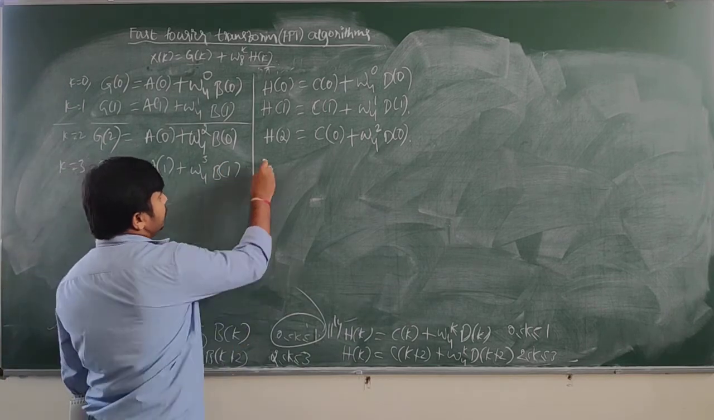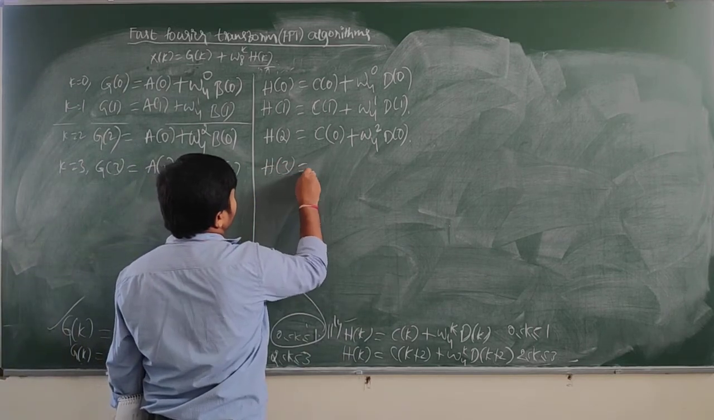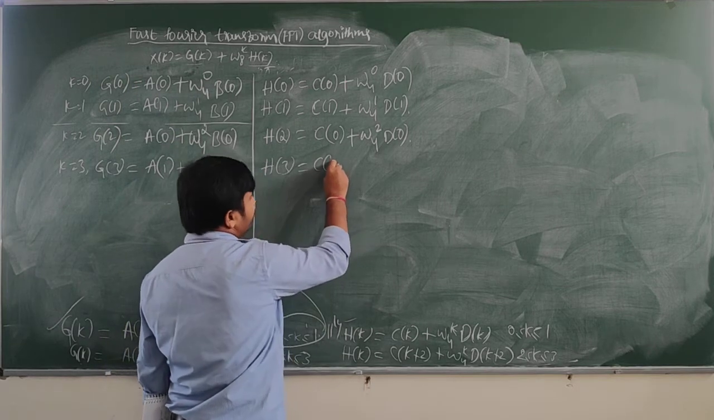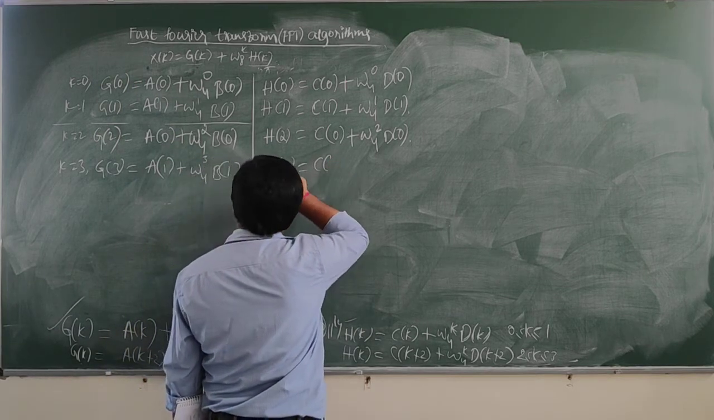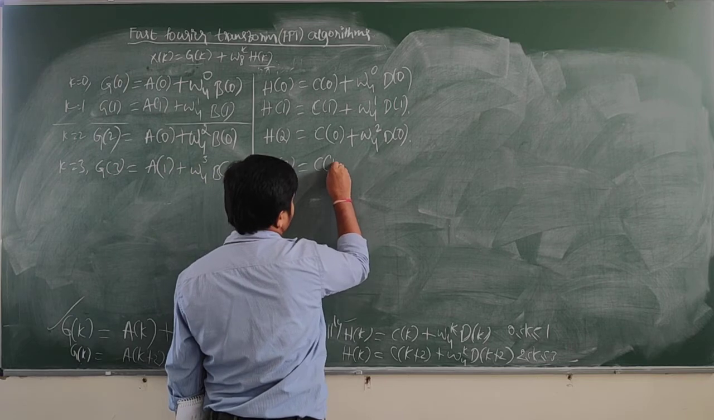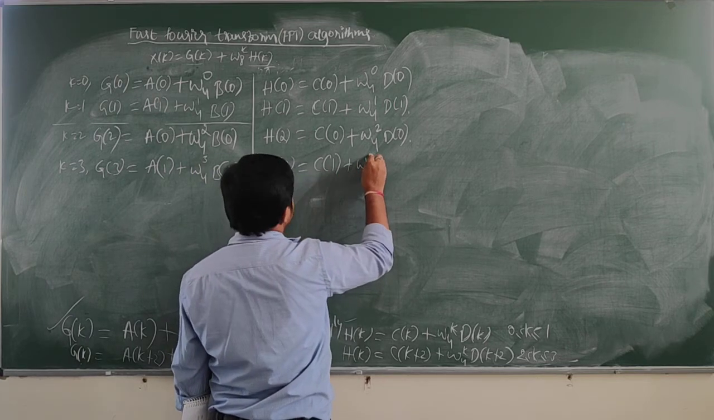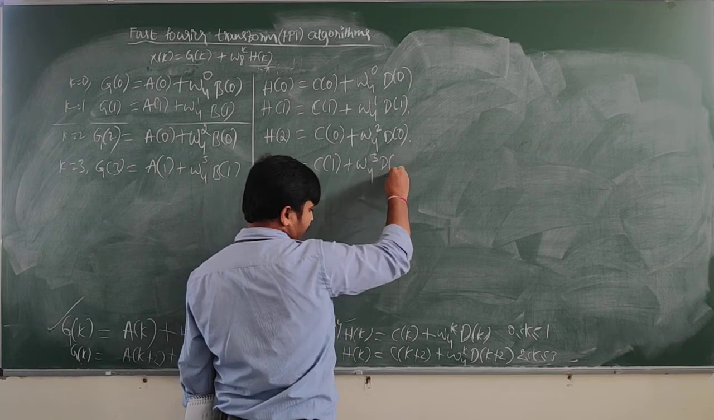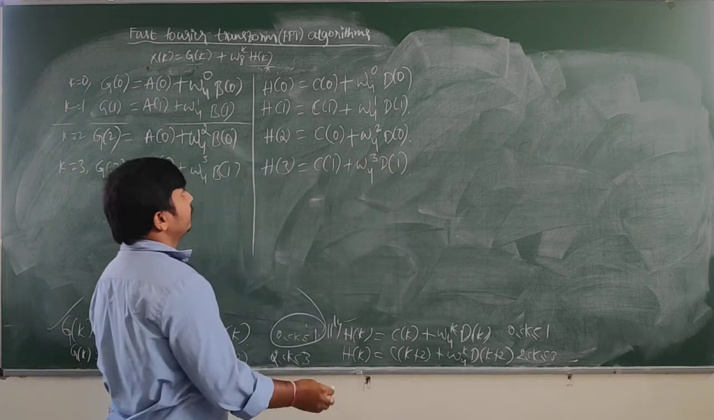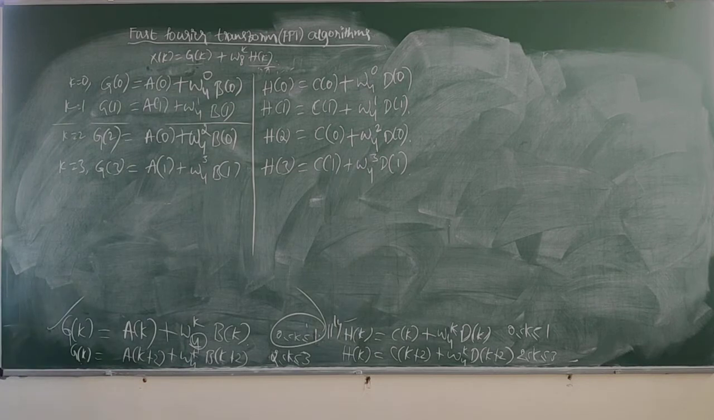Okay. So again put k is equal to 3. I get c of 3 plus 2 is 5. 5 minus 4 is 1. Plus W4 power k, which is 3, into d of 1. Okay. So now write the structure for this.